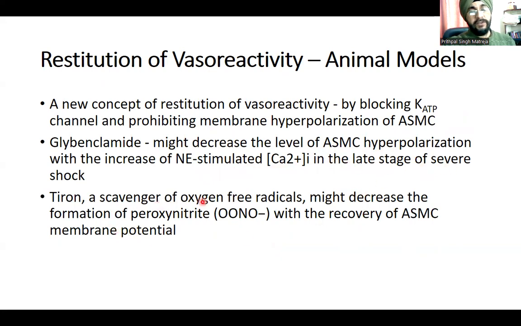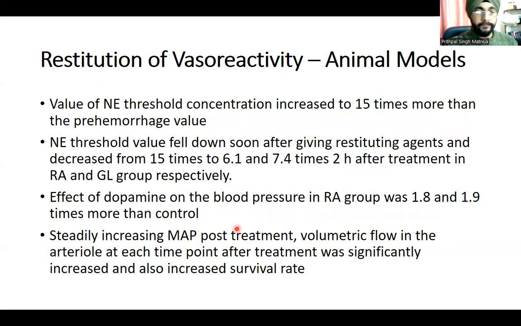Similarly, Tempol, which is an oxygen free radical scavenger, might decrease the formation of peroxynitrite with recovery of arterial smooth muscle cell membrane potential. So when they conducted this study, they found that the norepinephrine threshold concentration increased 15 times more than the pre-hemorrhage value in all the groups. But when glibenclamide and Tempol were given, it soon fell down to 6.1 and 7.4 times in animals receiving both glibenclamide plus Tempol and those receiving only glibenclamide.